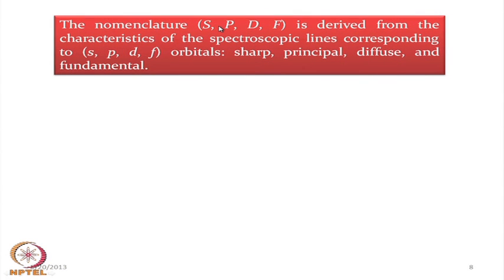The nomenclature S, P, D and F is derived from the characteristic of the spectroscopic lines corresponding to the small s, p, d, f, which were originally assigned for the atomic spectrum of the different orbitals, that is sharp, principal, diffuse and fundamental. But we still use these 4 nomenclatures for L value equal to 0, L equal to 1, L equal to 2 and L equal to 3.